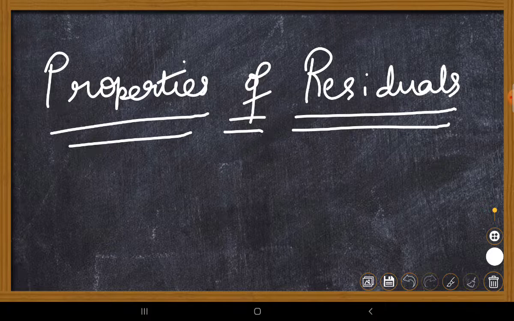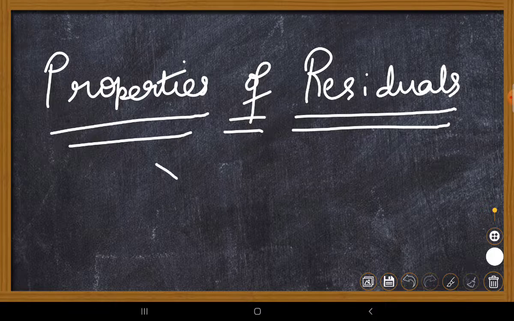So in this video we are going to be going through some of these properties of the residuals. Okay, I hope you know what residuals are. Remember, we have learned about the plane of regression.